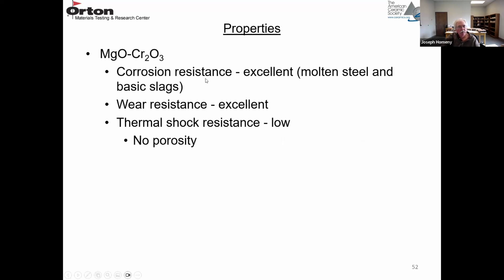So the corrosion resistance is really good, especially this is a basic refractory because of the high MgO content. Cr2O3 is a neutral material, but MgO is basic. So it has excellent corrosion resistance in contact with the molten metal and also basic slags. Excellent wear resistance, it's a hard material, and very poor thermal shock behavior.